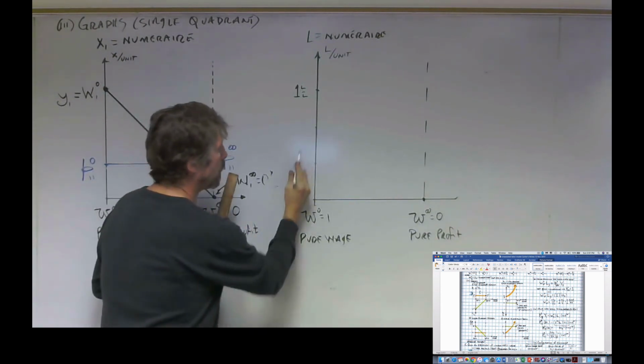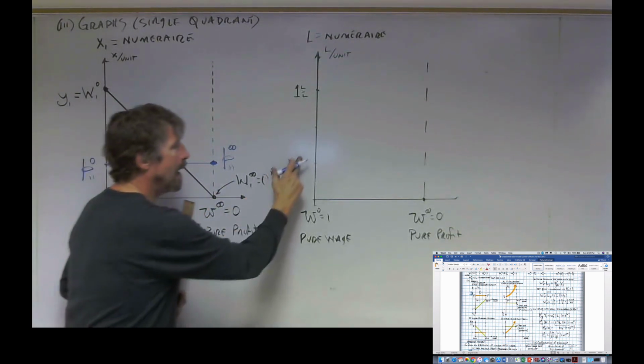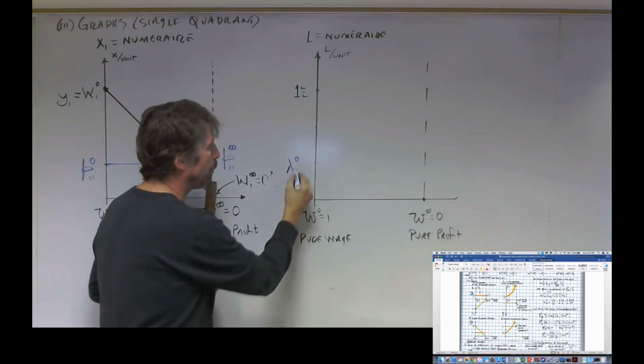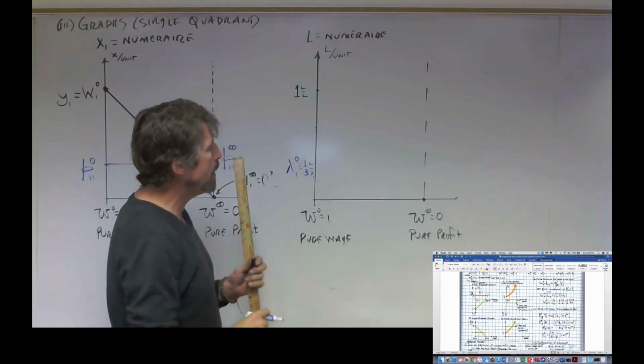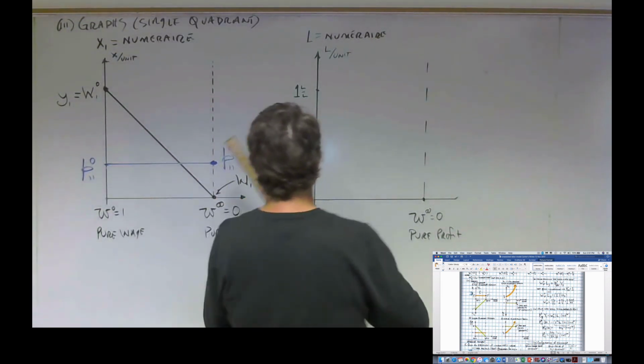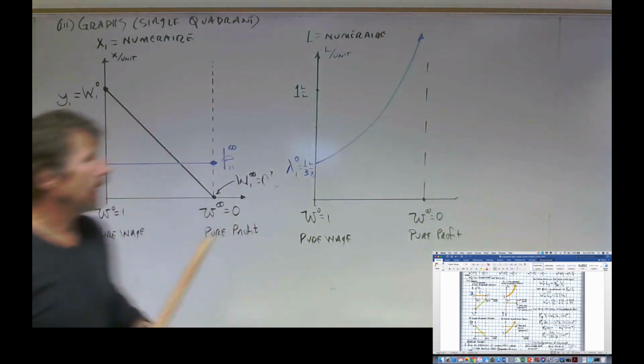All right, this is going to be the labor value of good one when you're at the pure wage regime of distribution. That's 1/3 units of labor per unit good one. Okay, and so this is going to go like this right here. All right, there's your labor commanded.